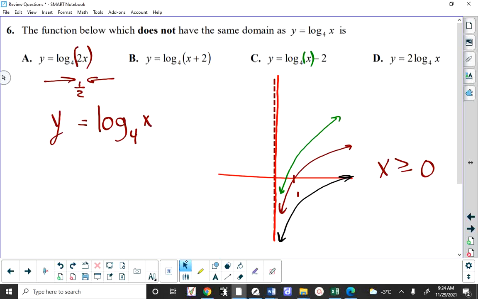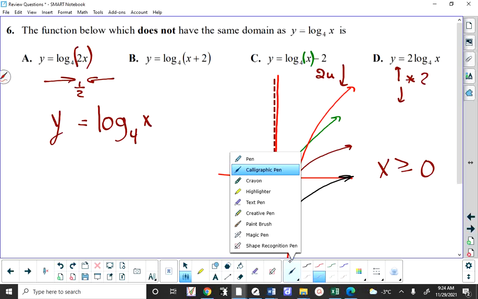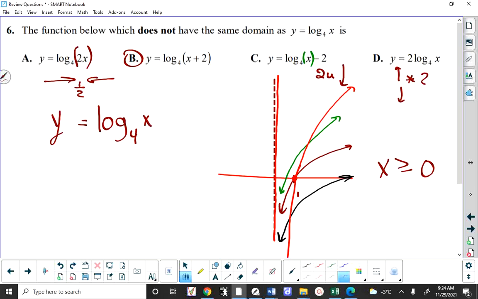I mean, I could just answer the question by talking about B, but I'm going to do this instead. So this is a shift of 2 units down. This would be a vertical stretch by a factor of 2 because we've multiplied the function by 2, which would mean that this point would be invariant, but everything above would be further above and everything below would be further below. Same domain.